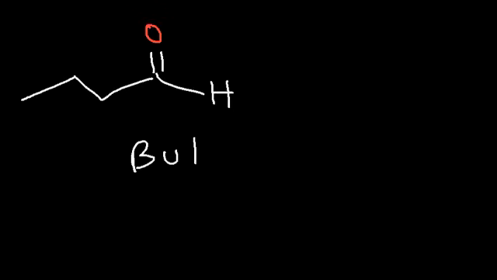So let's say we have a 4-carbon aldehyde. How can we name this particular aldehyde? Now, 4 carbons is associated with butane, but instead of calling it butane, this is going to be butanal, with an al. So anytime you see an al, that is the suffix for an aldehyde.